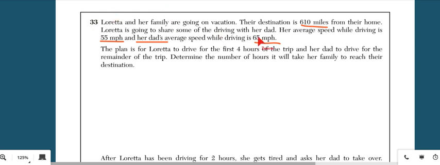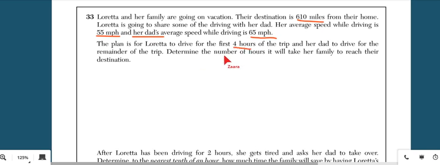The plan is for Norita to drive for the first 4 hours of the trip and her dad to drive for the remainder of the trip. So whatever time they take, her dad will drive for that. Determine the number of hours it will take her family to reach their destination. So we have to find the number of hours her family will take to reach the destination. Clear? So how will we solve this question?